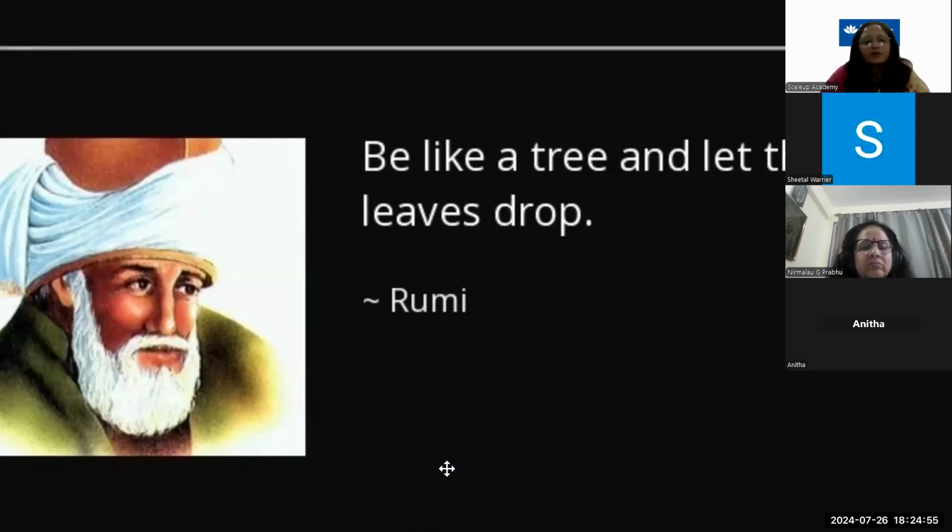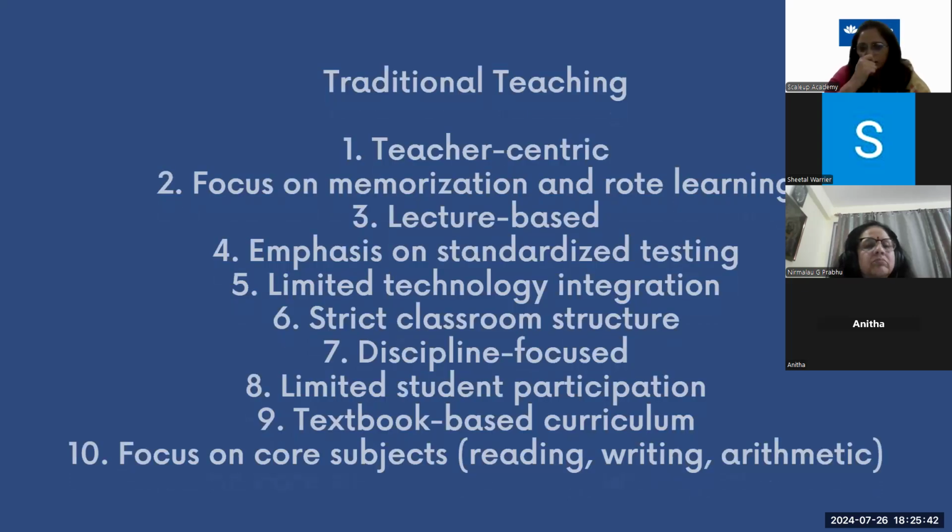But now we have to deal with students who are in the era of technology, where creativity is at its peak. And here comes the quote of Rumi, a very well-known philosopher, who says that be like a tree and let the leaves which are dried up be dropped. Because once the tree allows the dried leaves to be dropped, then only the new and fresh leaves would be getting the space to come up. And the same thing applies to us also, dear educators.